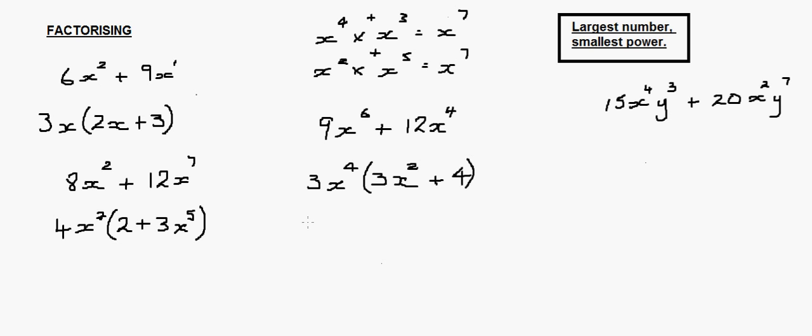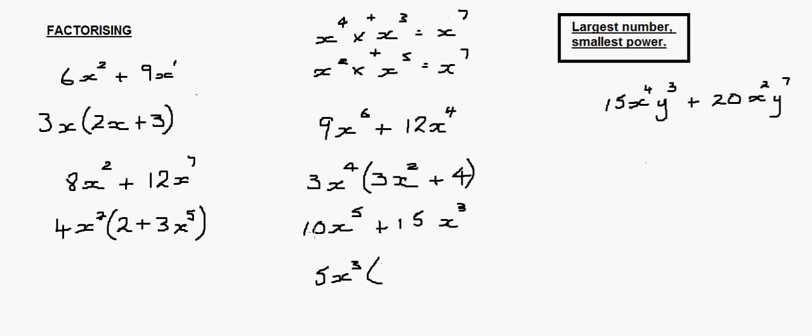So let's say we've got 10x to the 5 plus 15x to the 3, or x cubed. Largest number that goes into there is 5, smallest power x cubed. So now I open the bracket.